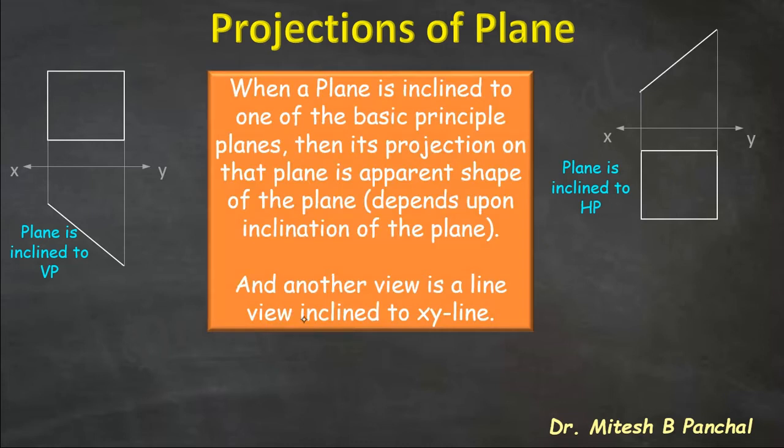So the general answer is that when a plane is inclined to one of the basic principal planes, then its projection on that plane, suppose the plane is inclined to VP, that means the front view, is an apparent shape, and that apparent shape depends upon the inclination of the plane.